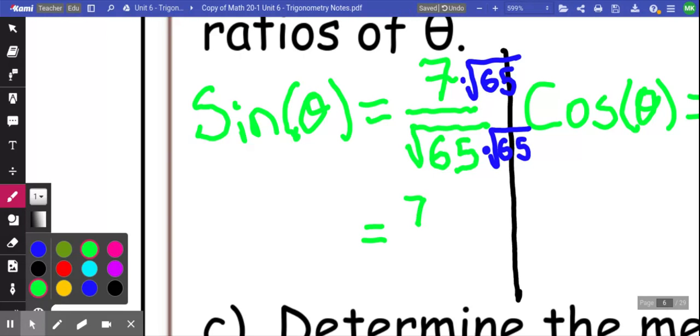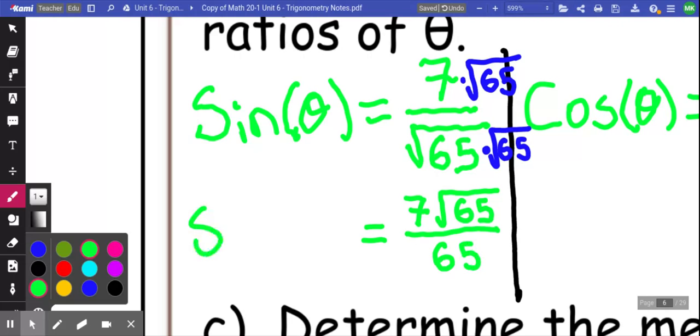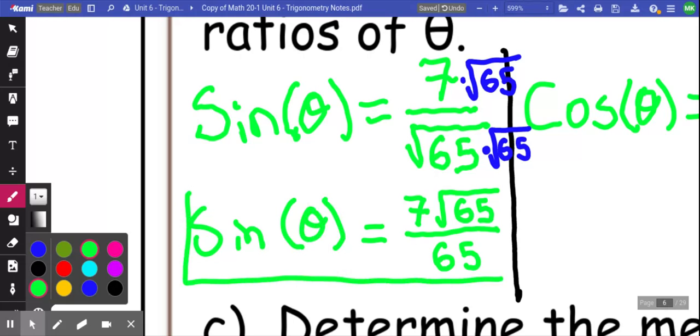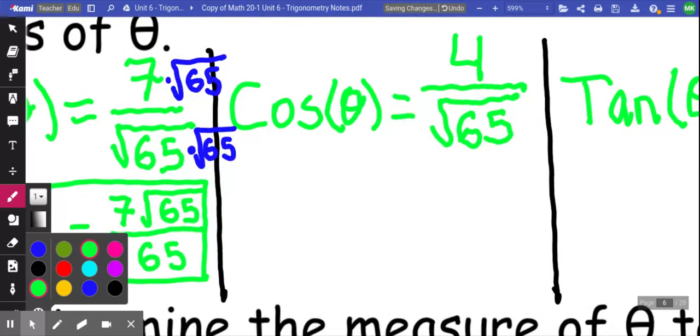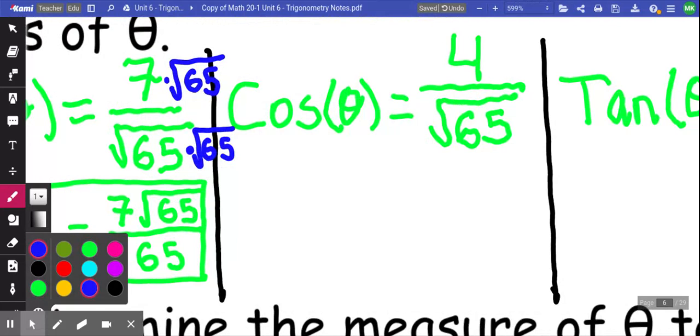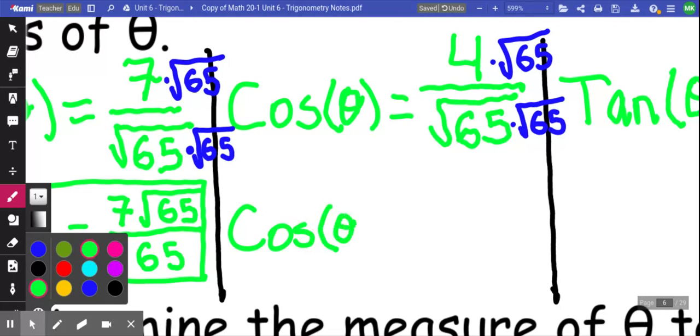Therefore, my correct answer is 7 times root 65 divided by square root of 65 times square root of 65, which is 65. That's my sine ratio. That would be my first answer. My second answer would be cos of 4 over root 65, which is not allowed. We need to rationalize our denominator. We need to multiply the top and the bottom by root 65.